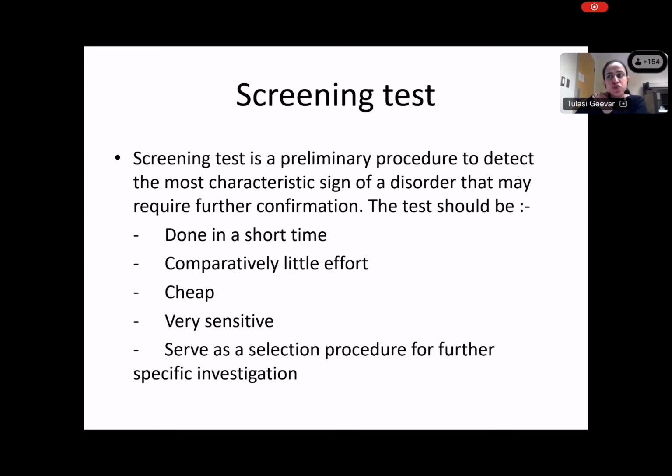Now, it's not possible to get a detailed investigation in every patient, so we need to do screening tests to try to identify which component of the coagulation process is defective. The screening test is a preliminary or the first step to detect the most characteristic sign of a disorder that may require further investigation. The test should ideally be done in a short time with little effort, should not be expensive, should be sensitive, and that should be the selection procedure for additional, more specific investigation.